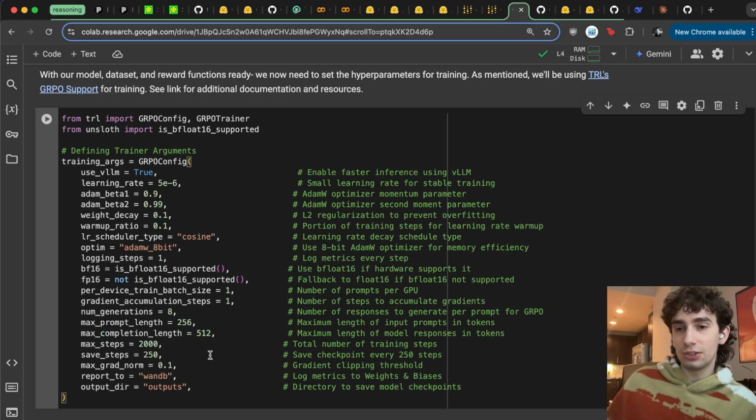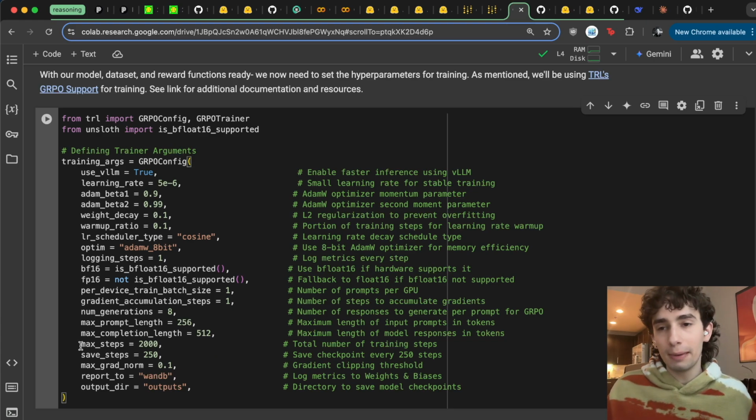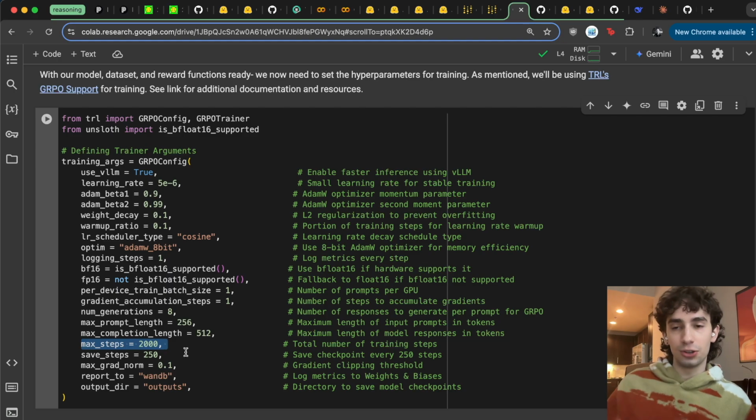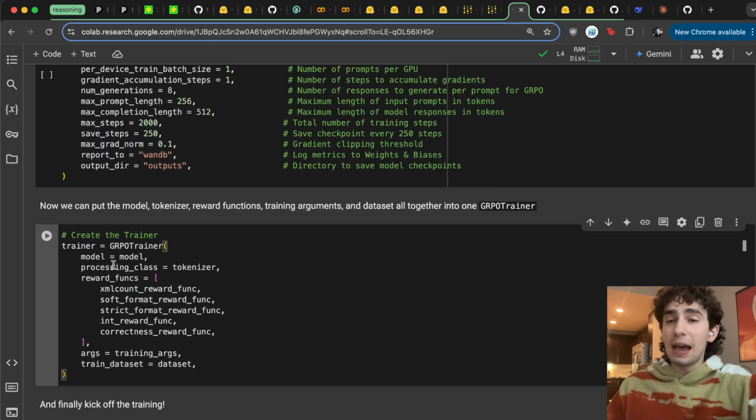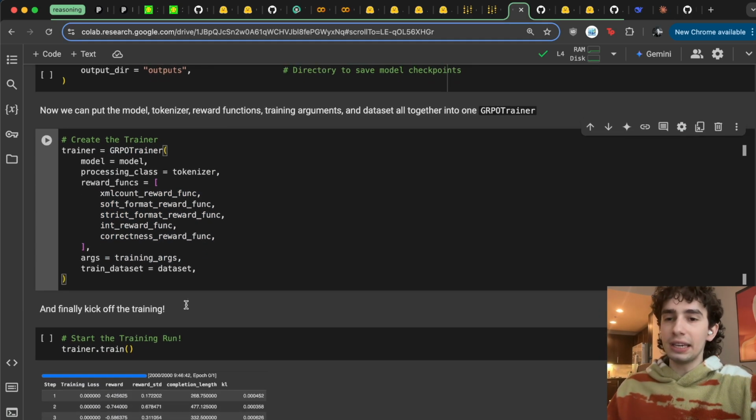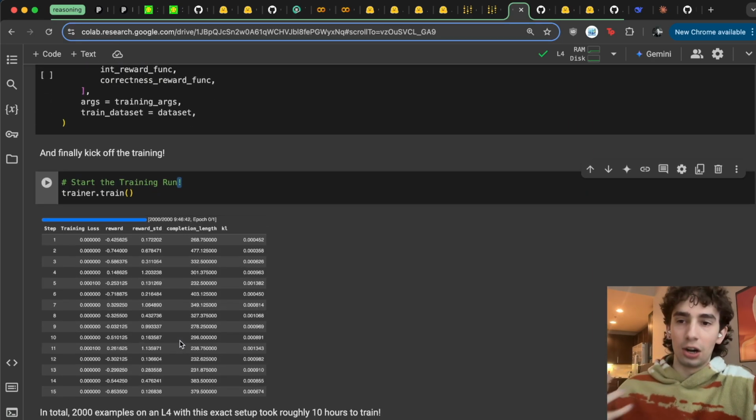From the GSM8K dataset, it's roughly 8,000 examples, so for my model, I'm going to train on 2,000 of these examples. Packaging up the model, the tokenizer, all of our reward functions, our training arguments, and our dataset together in a GRPO trainer, we can kick that off and start our training run.